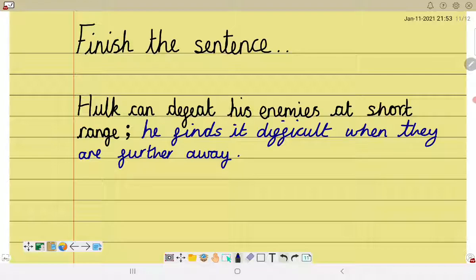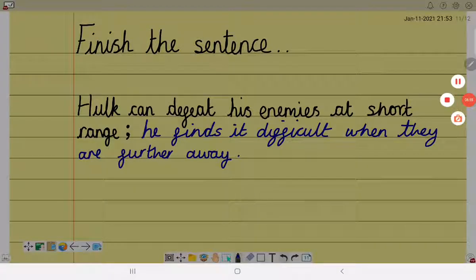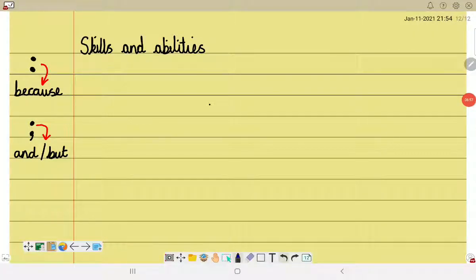Now just look at the two parts of the sentence, the part before the semicolon and the part after the semicolon. They both make sense, and that's really important to remember when we use a colon or a semicolon in the middle of a sentence. The part before and the part after have to make sense on their own. Today you're going to be writing about the skills and abilities of the superhero you chose to research on Monday. And we're going to try and include a colon and a semicolon in our writing.